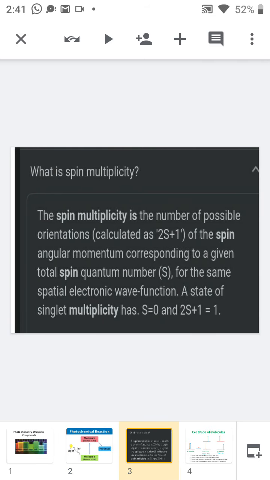Now we are moving into the next topic, that is spin multiplicity. Spin multiplicity means the number of possible orientations, which is calculated according to the equation 2S plus 1, where S is the spin angular momentum corresponding to a given total spin quantum number for the same spatial electronic wave function. That is the sum of the electron spin quantum numbers of the electrons present in that orbital. Then a state of singlet.